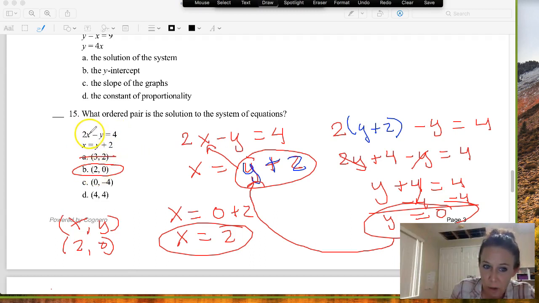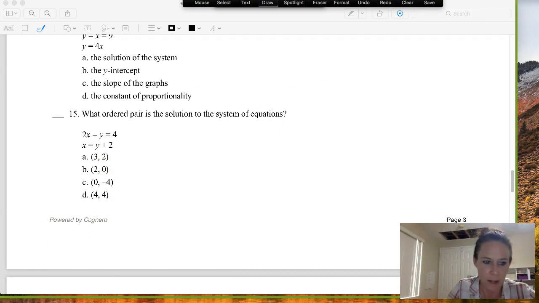Plug in 2 for x and 0 for y. 2 times 2 is 4. 4 minus 0 is 4. 4 equals 4. It works. Plug in 2 for x and 0 for y. 2 would equal 2. It works. So that's another way you could do it. You'd have to do it for all of them. I say just solve it. All right, on to the next one.